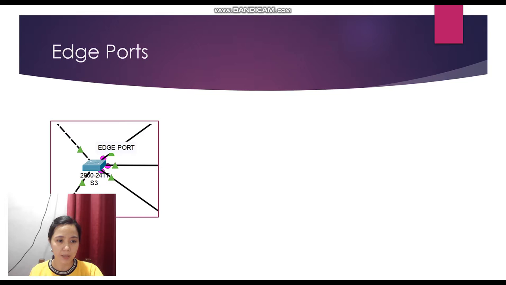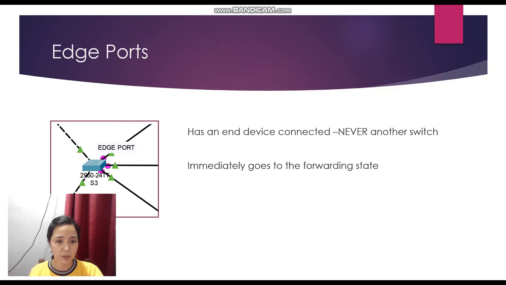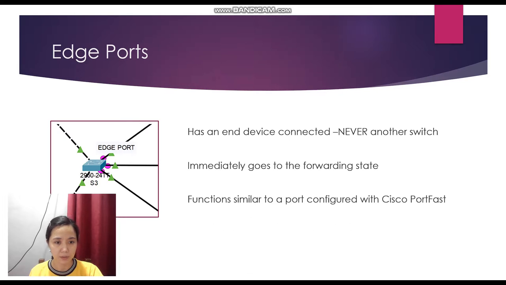So this is an example illustration of the edge port. The pink circle stands as the edge port. It has a device connected, never another switch. So it immediately goes to the forwarding state and functions similar to a port configured with Cisco PortFast, the spanning-tree portfast command.